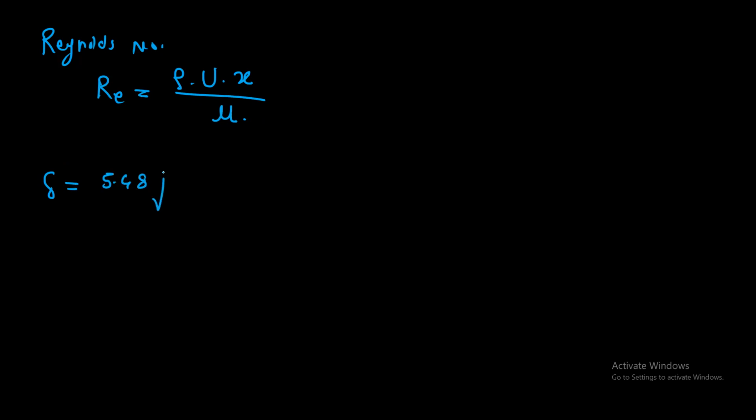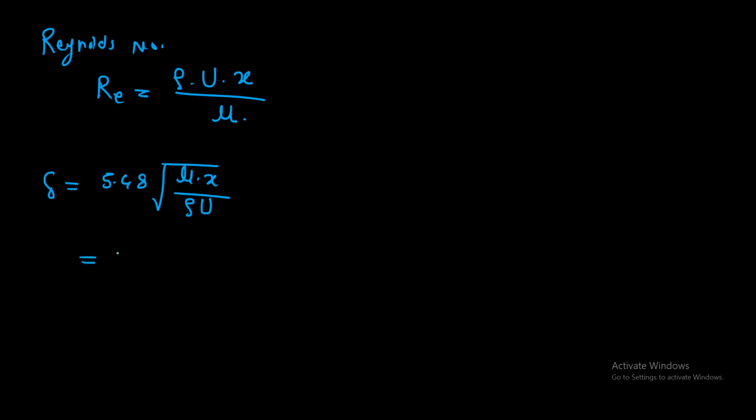So the basic equation for Reynolds number is Re equal to density, free stream velocity into x, divided by the viscosity mu. Okay, so we will rearrange this delta value. This is equal to 5.48 the square root of mu x upon rho u.